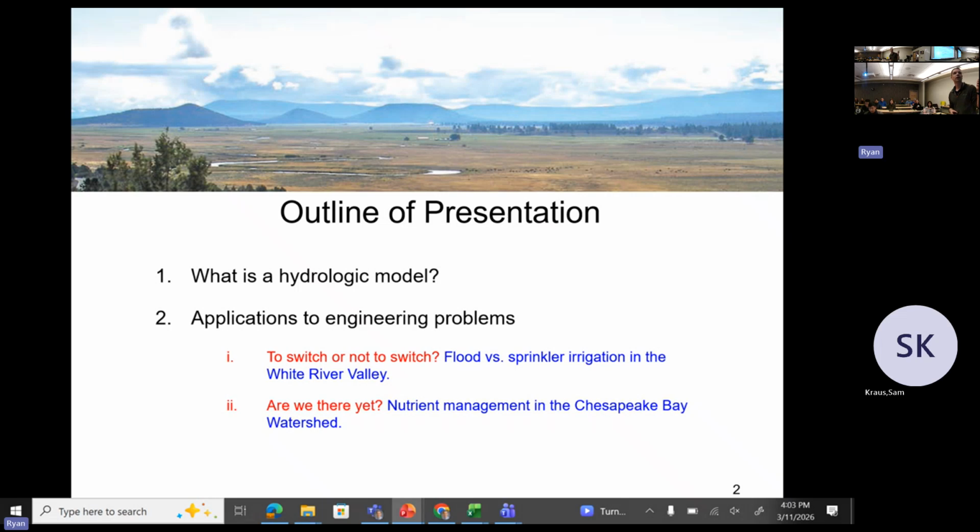And first I'll talk about what is a hydrologic model, go through some theory and some basics, and then two applications, one in Western Colorado about flood versus sprinkler irrigation and how the aquifer interacts with the river in those situations. So that's called to switch or not to switch. And then the second case study is in the Chesapeake Bay Watershed. Are we there yet? Meaning, how do we figure out the nutrient management problem? And when might we see some results when we manage nutrients in these large river basins?